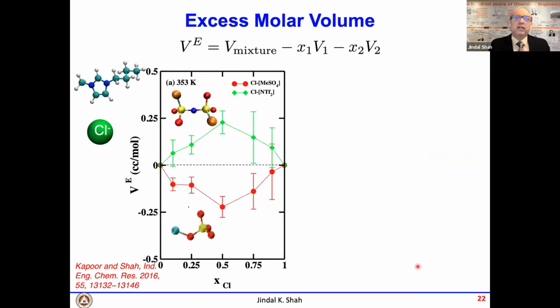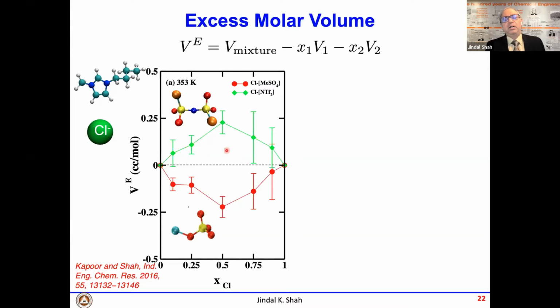So let's first look at the thermodynamic ramifications of these systems. When we look at C4-MIM chloride with NTF2, what we see is that the excess molar volumes show a slight positive deviation from ideality. If the mixture were ideal, it would be close to zero. And methyl sulfate has a negative deviation from ideality throughout the composition range.